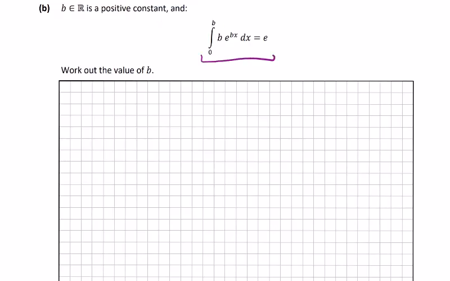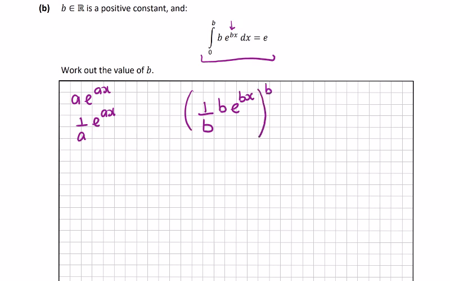It's integration again. We're told the integral of b e to the power bx, dx is equal to e, between b and 0 here, integrate. So a to the power of ax becomes 1 over a e to the power of ax. So that's the b part. So if we integrate this, we're going to get 1 over b times the whole expression, which is b e to the bx. So that's what we're going to get when we integrate it.